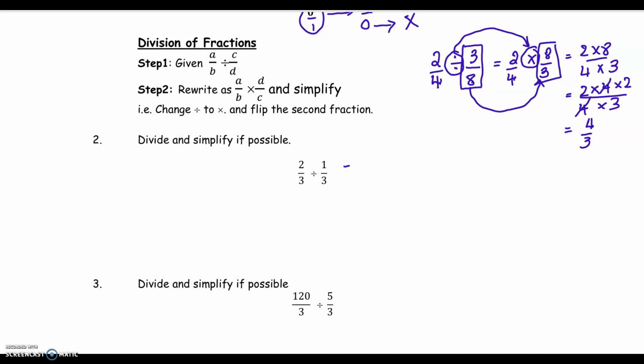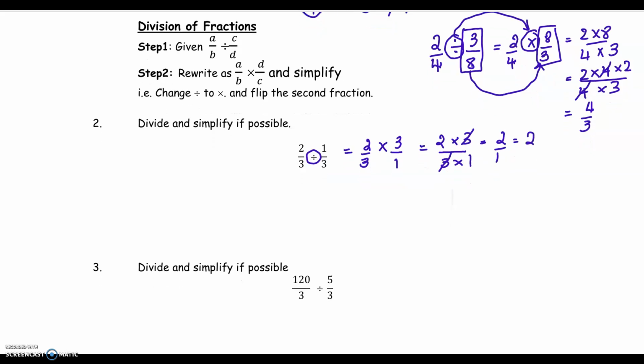Now let's see what happens to this one. 2/3 divided by 1/3 is 2/3 times 3 over 1. So now the division problem has changed to a multiplication problem. And how do we multiply fractions? We multiply the numerators, we multiply the denominators, cancel all common factors, and we're left with a 2 over 1, which is really the same as 2.